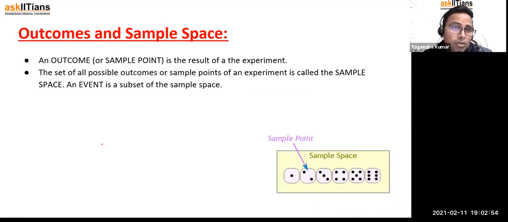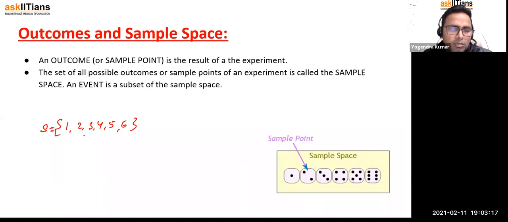Now, what is outcome and sample space? An outcome is a simple point, one of the elements from the full sample space. If I'm throwing a dice, getting 6 is one of the outcomes, right? What is the full sample space? The sample space is 1, 2, 3, 4, 5, 6. This is our full sample space.